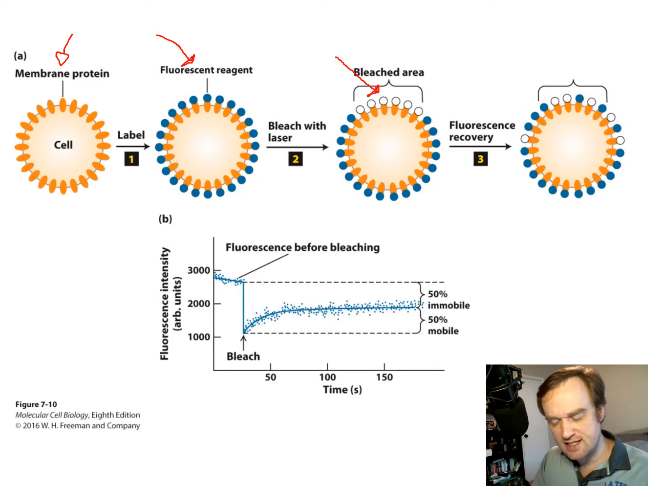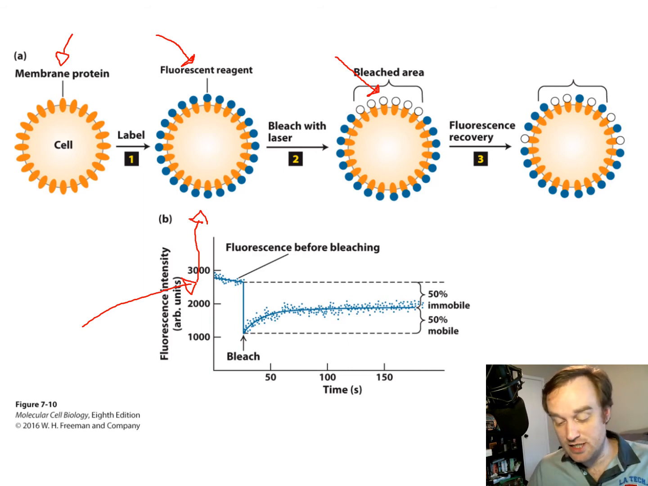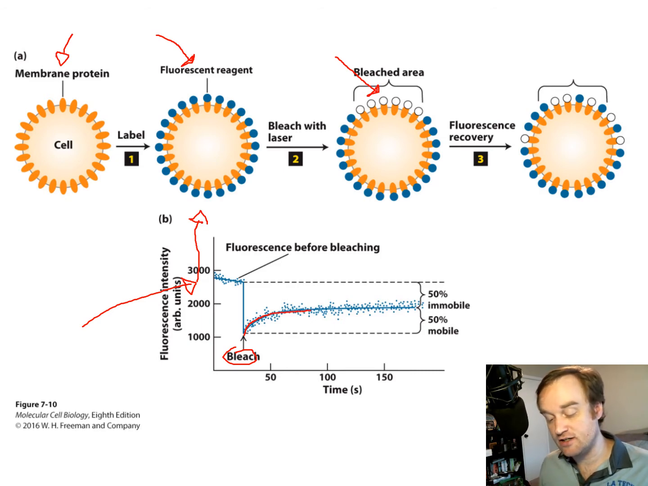So if we were to look at the results of an experiment like this, we'd see that at the very beginning of our experiment, which is akin to this phase here, we measure the fluorescence, and we see we have this baseline for fluorescence of just under 3,000 arbitrary units. And then we do our bleaching, and over time we measure that area to see how much of that fluorescence returns. In this case, we see that 50% of our fluorescence returned after 3 minutes, but we never recovered 100% fluorescence.